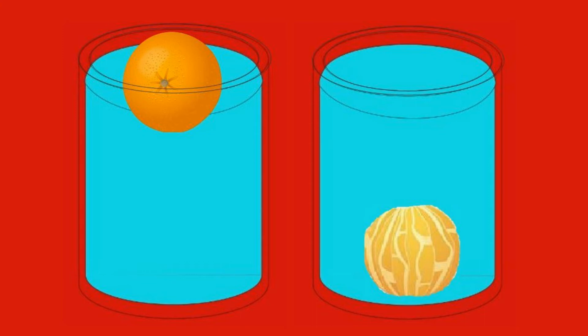The peeled orange sinks because the cracks between the orange segments fill with water and the air pockets are removed, increasing the density, causing the peeled orange to have a density higher than water, which makes it sink.